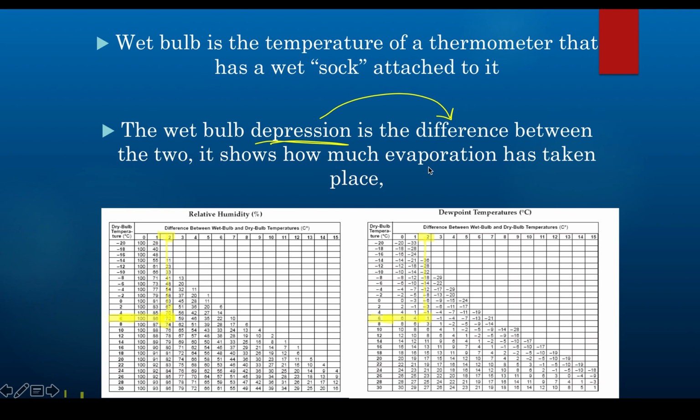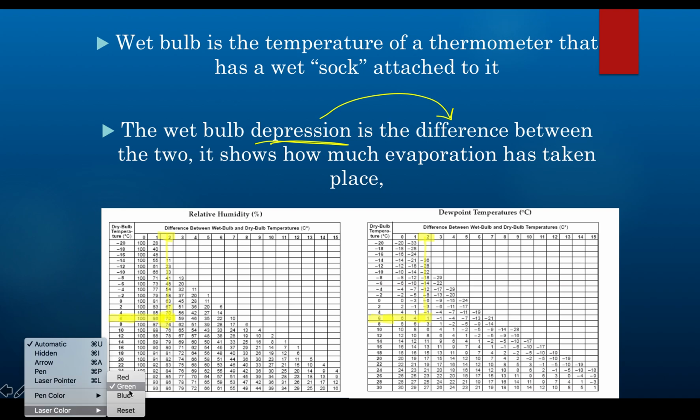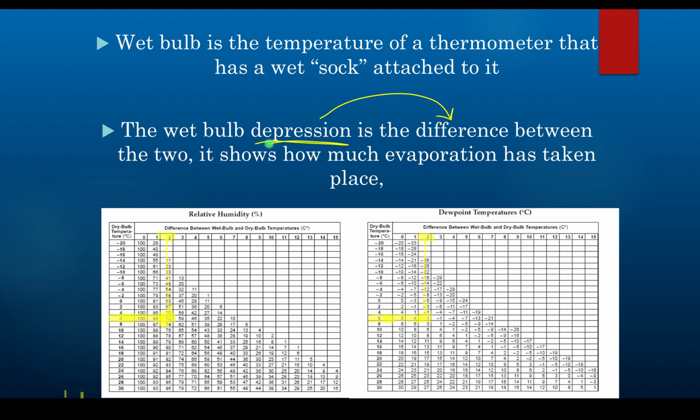We're covering the wet bulb and the sling psychrometer here. As we talked about, the wet bulb has a sock or a cloth attached to it, and that is to measure evaporation. We call the depression the difference between the wet bulb and the dry bulb. If we notice in the top here of our graphs, it says difference between wet bulb and dry bulb temperatures. That is what we call the depression. It is the same thing as the difference. It's just the terminology they like to use.